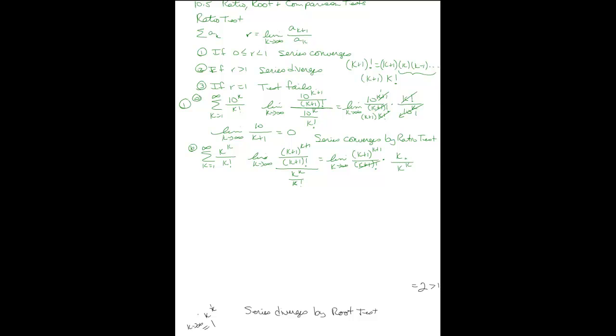So now, what can I do with this? Again, I can wipe out the factorial. This will wipe out and leave a k plus 1 down here.